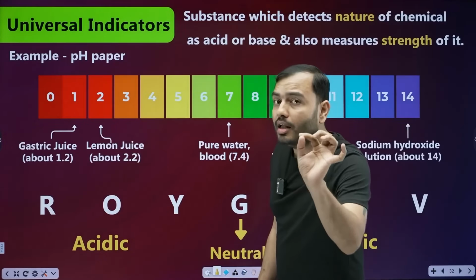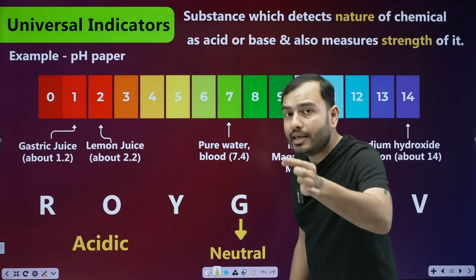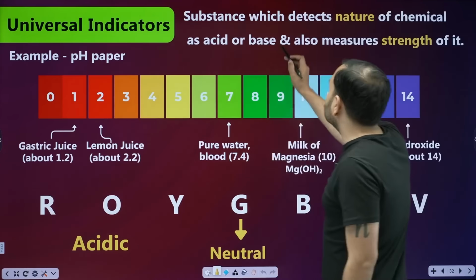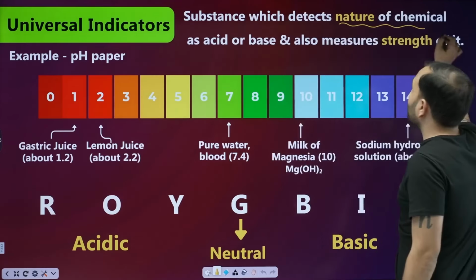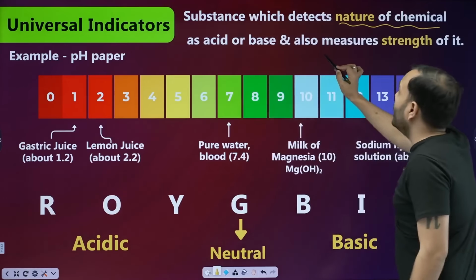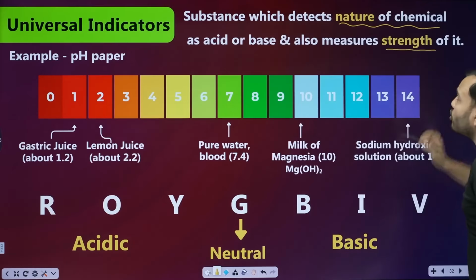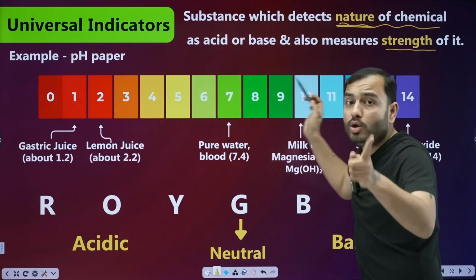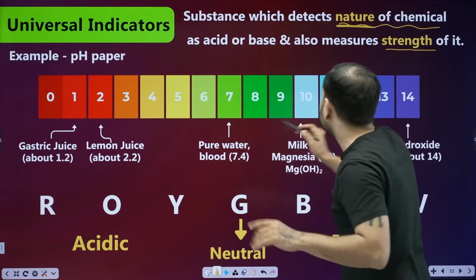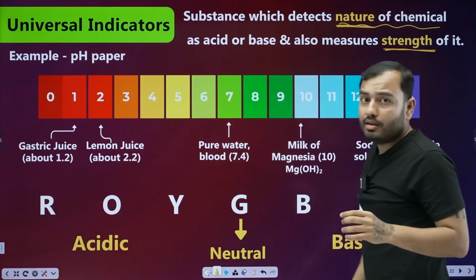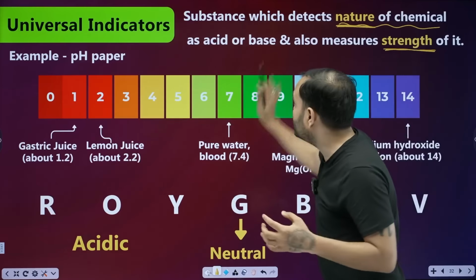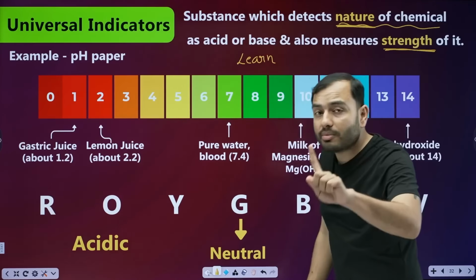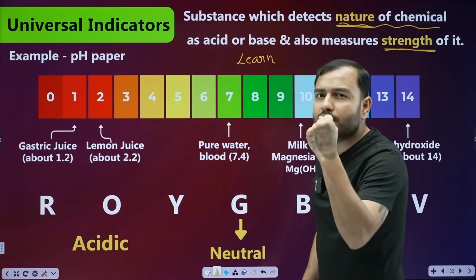One should remember this definition. This tells us whether the substance is acid or base and how strong the acid or base is. A universal indicator is a substance which detects the nature of a chemical as acid or base and also measures its strength. First, the nature, whether something is acid or base, and also the strength: how strong an acid or how weak a base. This definition must be remembered.